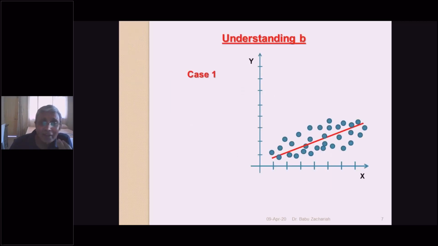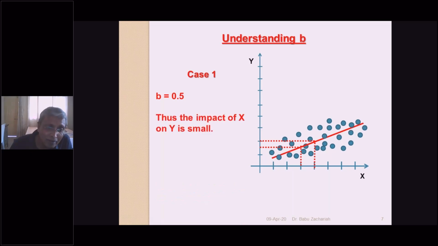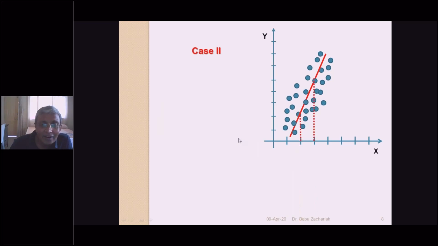Now, let us understand b further. Say in case 1, I am considering 1 unit of change in X. Here, a half unit change in Y happened. So b is equal to 0.5. That means the impact of X on Y is small. Take another example. Here, 1 unit of change in X. See how many units of change in Y? 1, 2, 3. So b is equal to 3. So the impact of X on Y is much bigger.